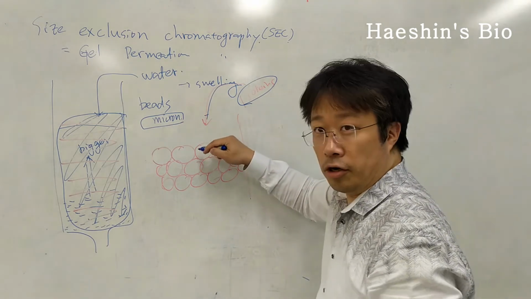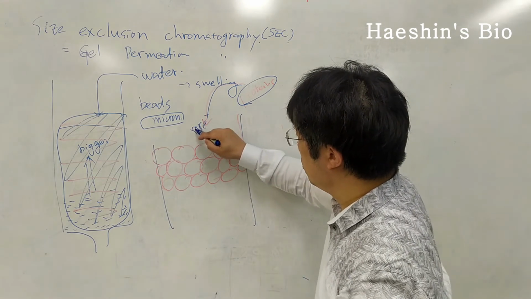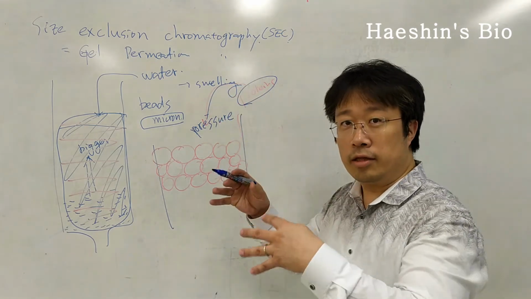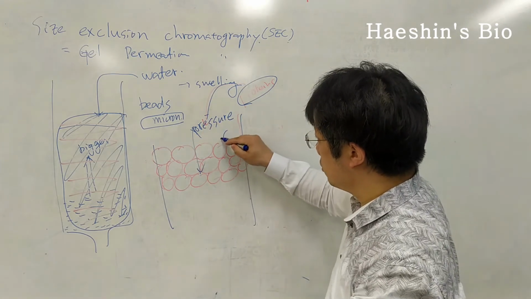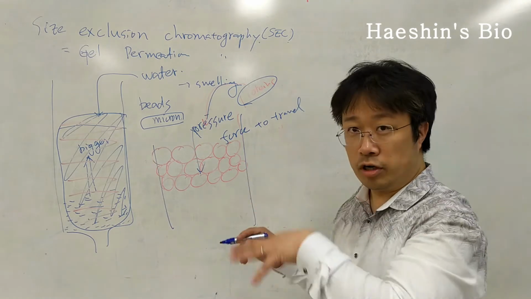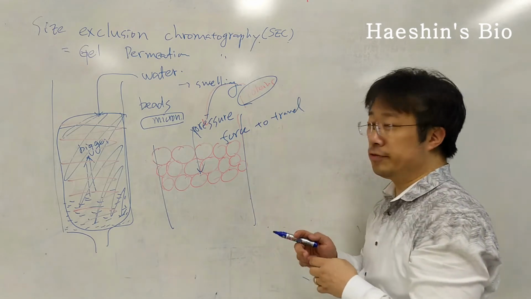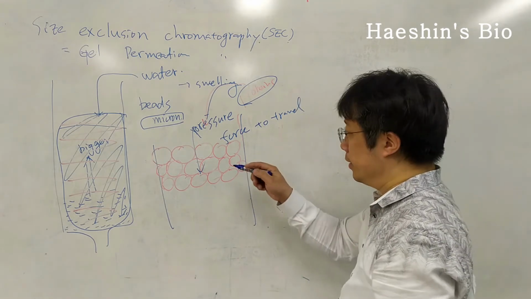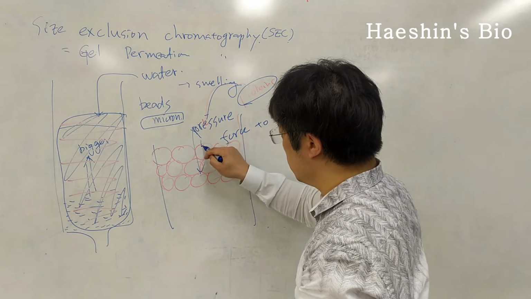Then the proteins are in here. Then there's pressure. There's pressure going in, so the proteins are forced to travel because of the pressure. And then they have different fates. In the first scenario and the second scenario, some proteins go inside, into the bead.